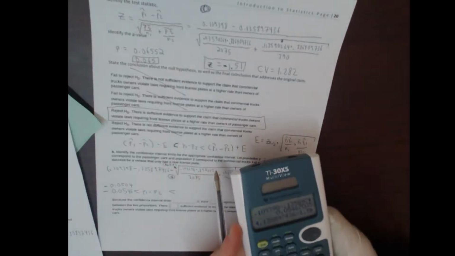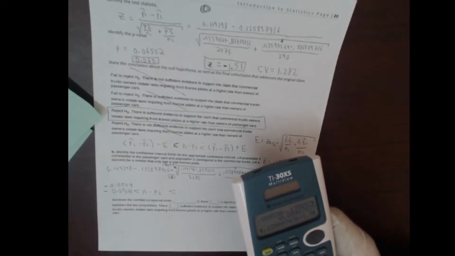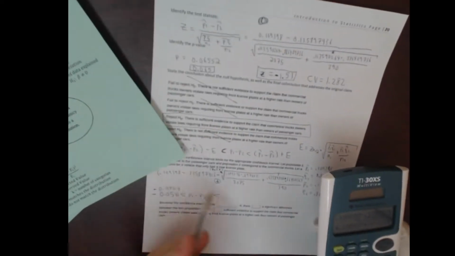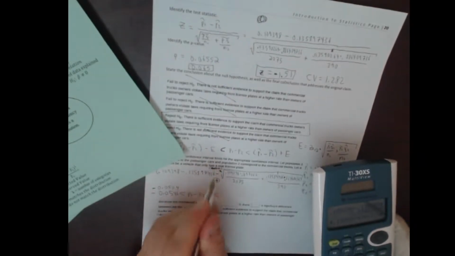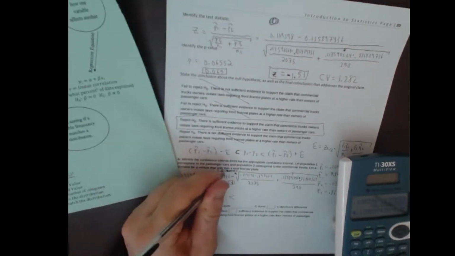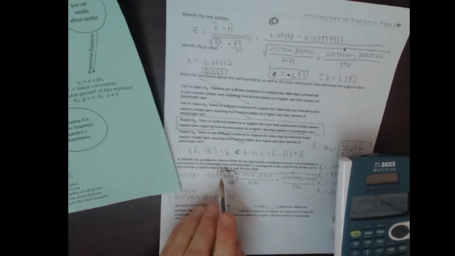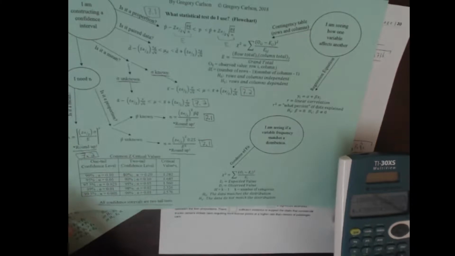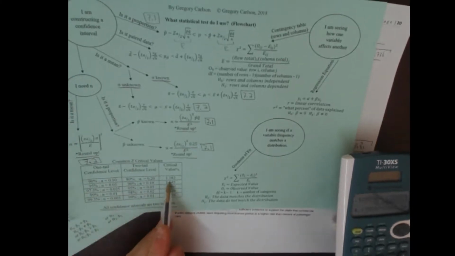Oh, I know why we got it wrong. It's because I used the wrong critical value. This should not have been 1.51, my mistake. It should have been the value from the table, 1.645. So I'm sorry, I did that wrong again. 1.645 is the value we needed from our critical value table.